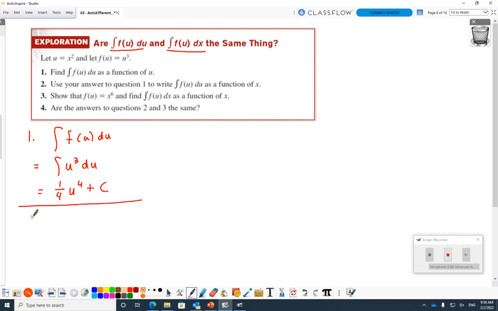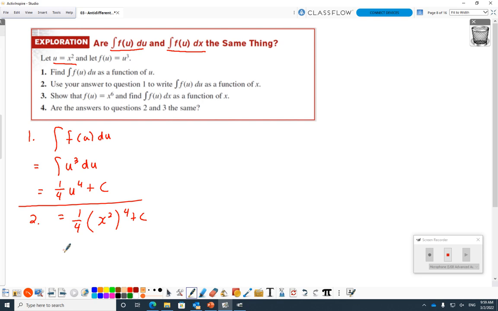Use your answer from question 1. Okay, I got my answer from question 1: 1/4 u to the 4 plus c, to write integral of f of u du as a function of x. So I'm just continuing on here. Question 2 is just a continuation. So I get 1/4 u to the power of 4. Well, what was u? Oh, it's up there. U was x squared. And that's all to the power of 4 plus c.